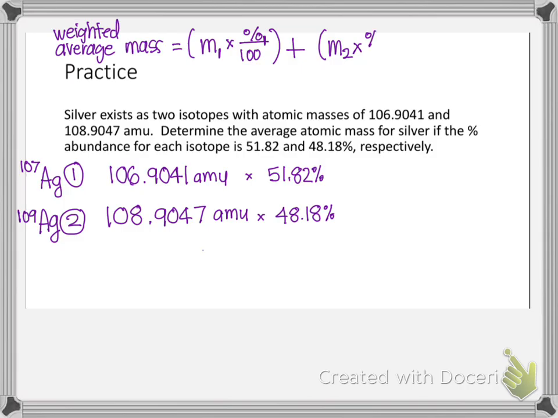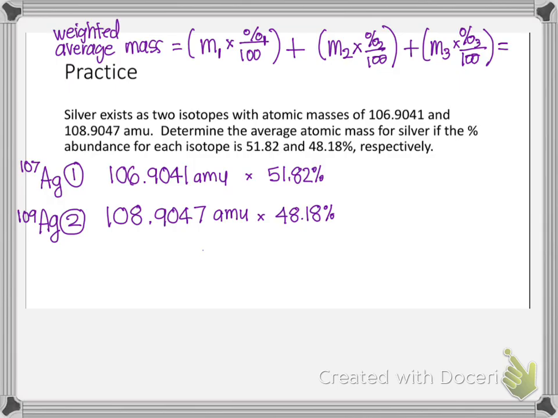Times that percentage over 100. And if you had a third one, you take the mass of the third isotope and you take its percent over 100. And then you add up those numbers all together. So what you do is you take the mass and multiply it by the percent in decimal form. And you do that for every isotope you have, and then you get your answer.